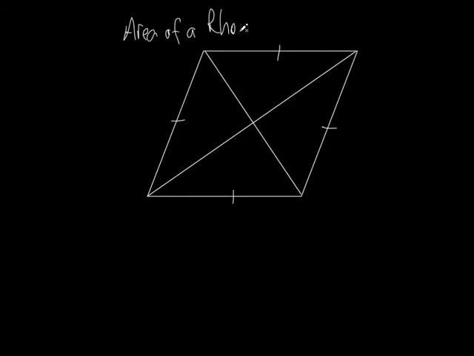Now, I already told you. I didn't give you a hint. I flat out told you what the area was. The exact same thing as what? Kite. As the area of the kite. So the area of a rhombus is the exact same thing. So it's 1/2, D1, D2. Everybody see that?